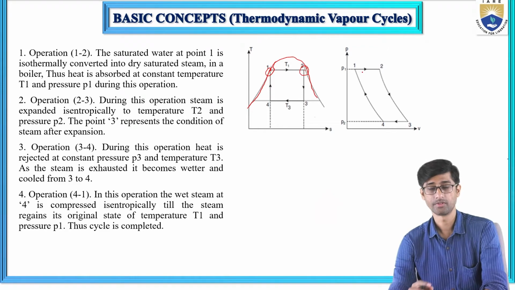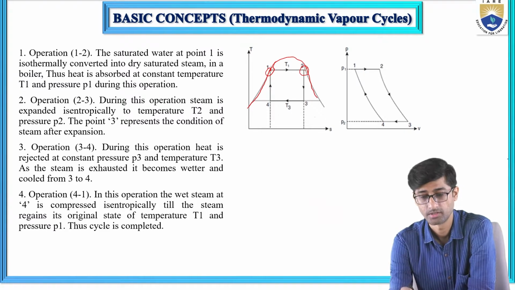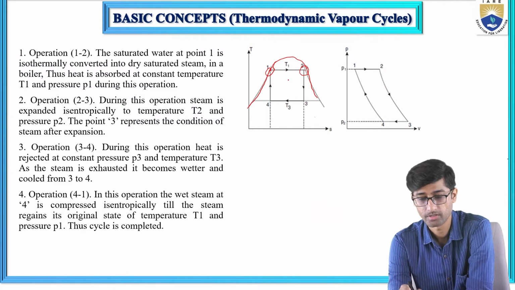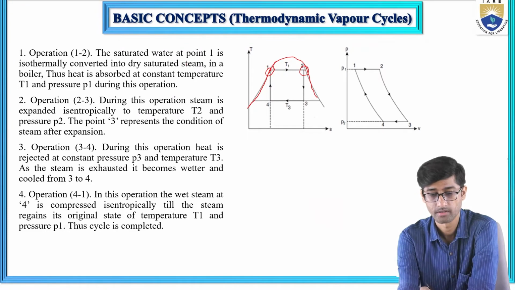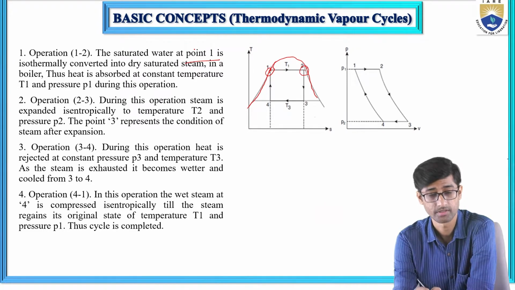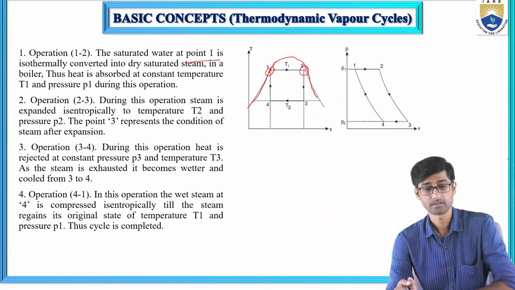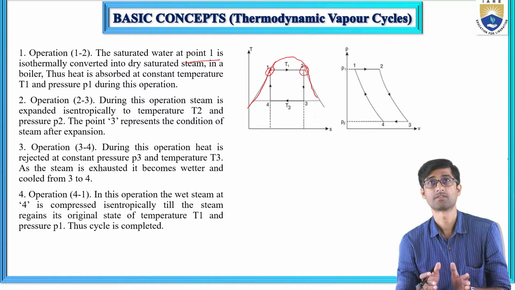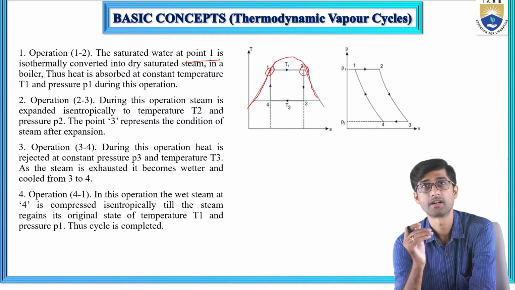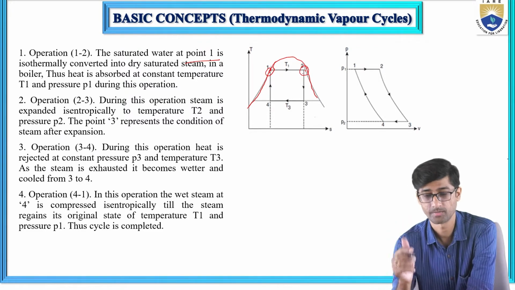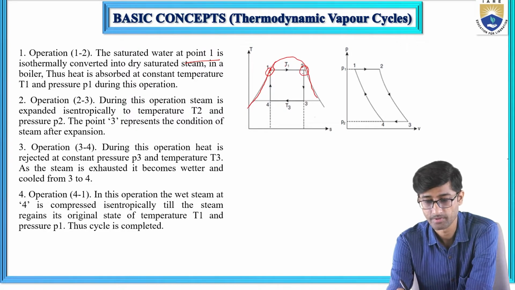Now we'll see what the four processes are. This 1 to 2 we already know. Already I have told, this is a boiler. Here the saturated water at point 1 is isothermally converted into dry saturated steam in a boiler. Thus, the heat is absorbed at constant temperature T1 and pressure P1 during this operation. Here, heat is absorbed, right?